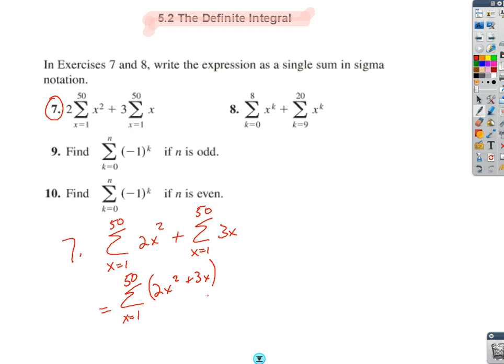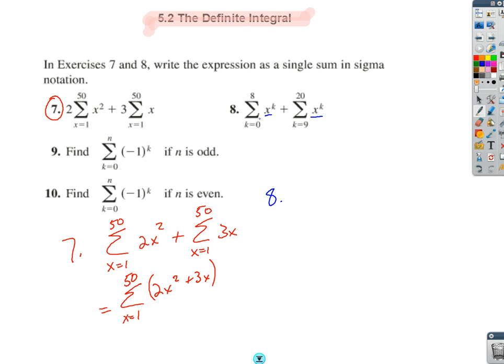Okay. Then take a look at number 8. Number 8's a little bit different. This time for number 8, my function is the same. This function is the same as that function. And notice though in this one, this goes 0, then 1, 2, 3, 4, 5, 6, 7, 8. And this one takes over at 9.